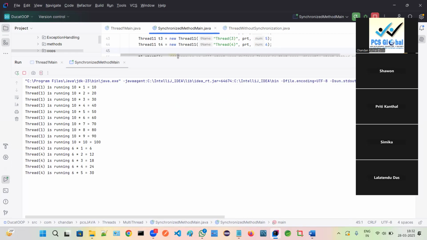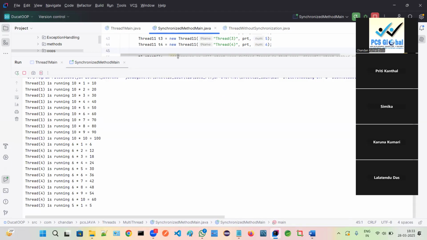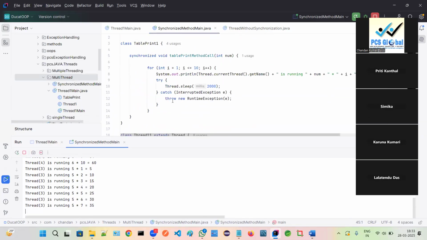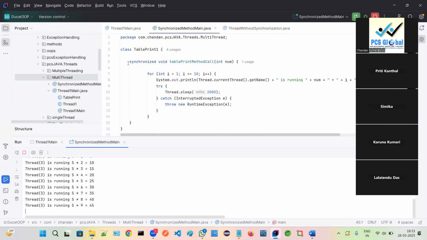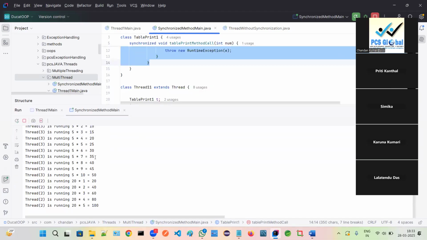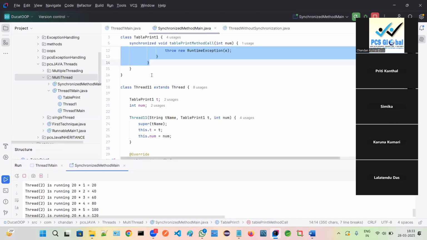Tell me what was the problem and how we got the solution. The problem was what? When multiple threads are trying to execute the same run method at the same time, data inconsistency was happening. Data inconsistency means what? At the same time, each thread was accessing this table print method call and executing it, right? So we were getting wrong output, right? Wrong output in the sense at every level.